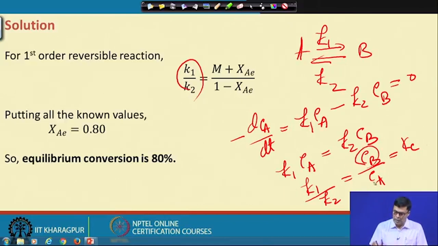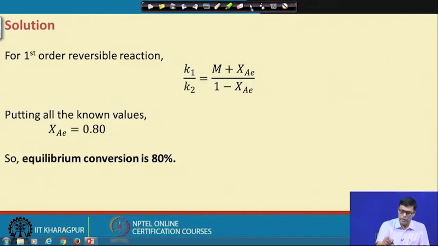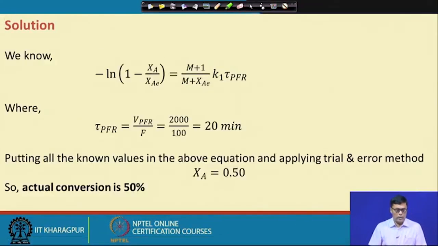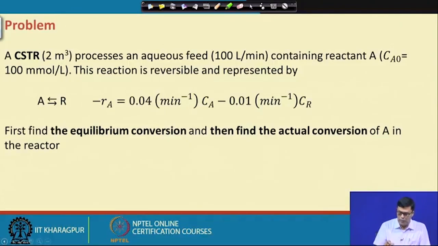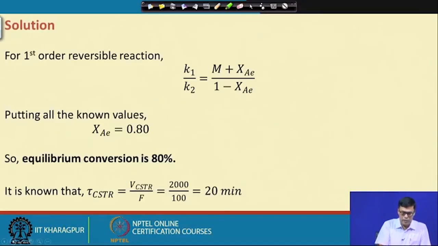This is what is written there. CB equal to this, and CA, if you consider, then we can write this one. So we can put the equilibrium condition here. Then we can put this. Then we can calculate the value of XAe, and that is about 80%. Now, the next problem, let me go through what I told you: in the next problem we shall have to find out the actual conversion of A in the reactor. Now, let us see how we can do that.